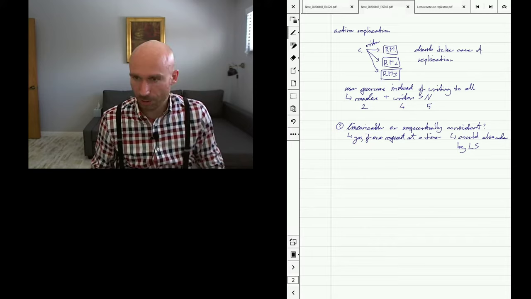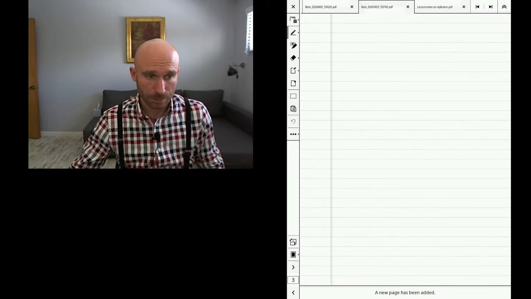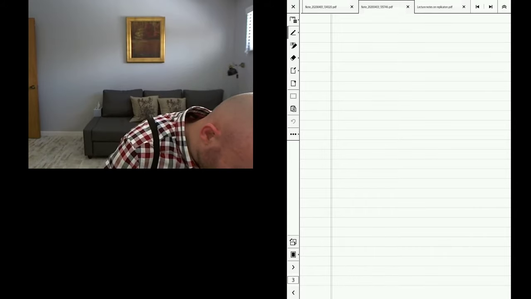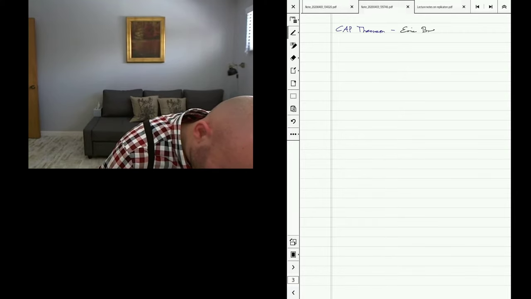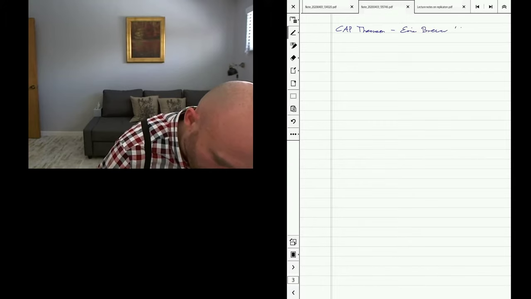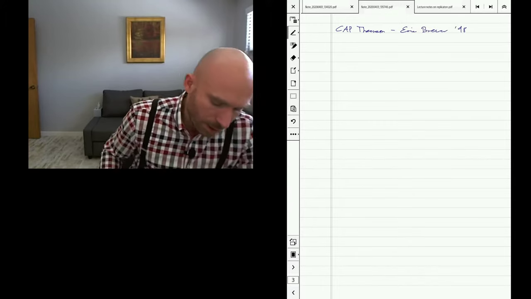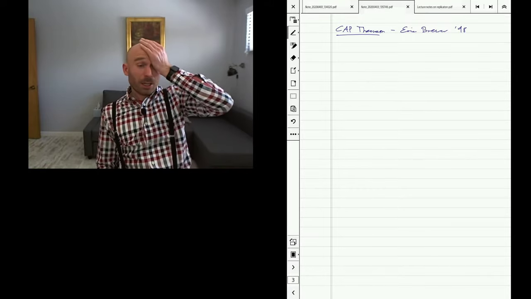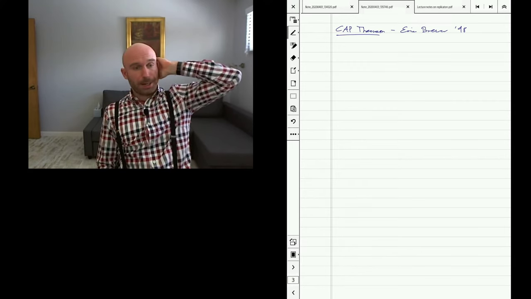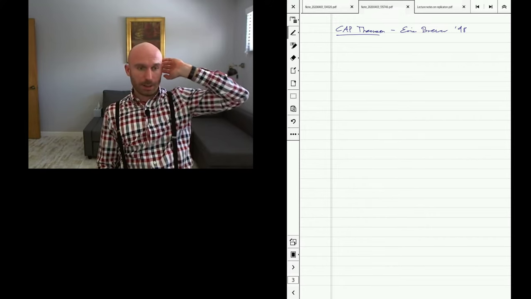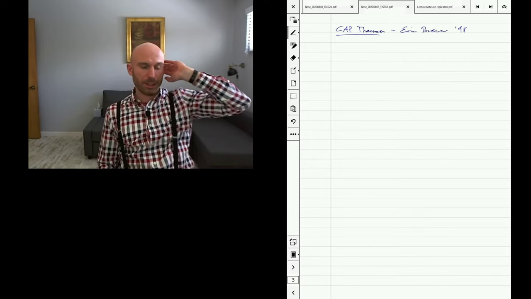All right, so that brings us to the CAP theorem, by Eric Brewer, in '98. Okay, so moving forward. So the CAP theorem is an extremely important result. It's almost like one of the main results in distributed systems along with FLP. And it basically states that it's impossible for a distributed system to simultaneously provide consistency, availability, and partition tolerance.